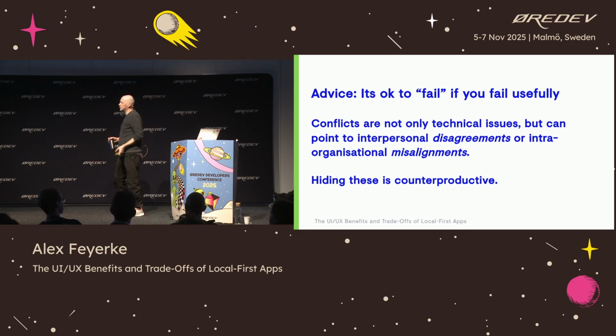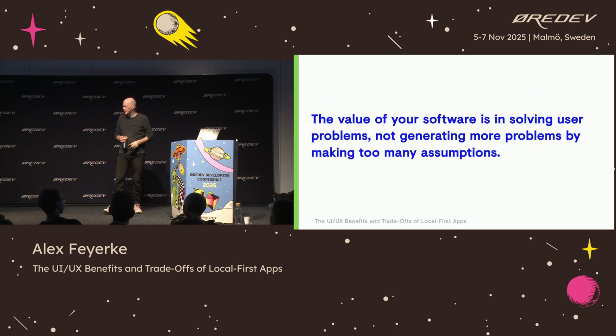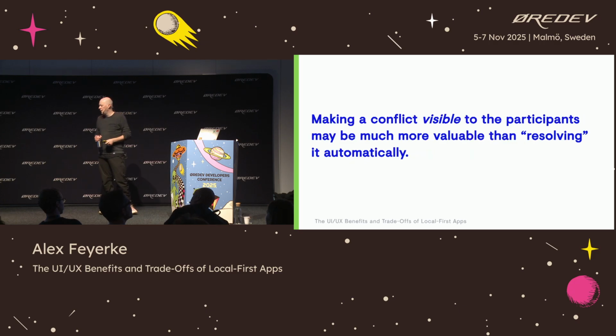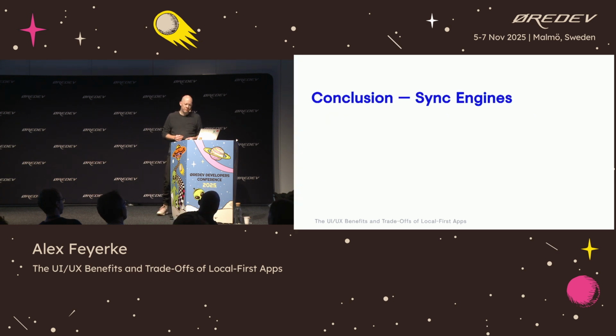Hiding these is counterproductive. You're just making things worse. So the value of your software is solving problems, not making more of them by making assumptions. Making conflict visible may be much more valuable than resolving it.